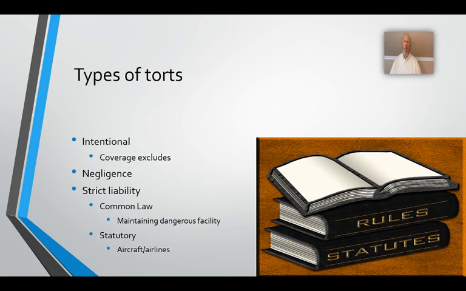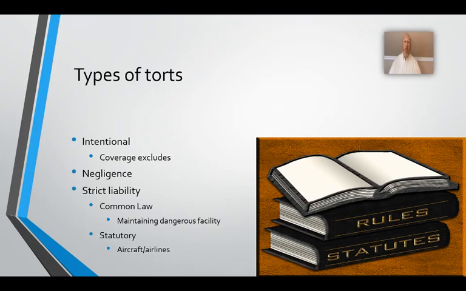Now that we've explained what a tort is, we're going to talk about the different types of torts. There are 3 primary types of torts we're going to explain. The first one is intentional. That's exactly what it sounds like. You intentionally commit an act to harm somebody. We're not going to spend a lot of time on that because insurance companies exclude intentional acts. So if you intentionally go out to harm somebody, don't expect your insurance company to bail you out. It's not going to happen.